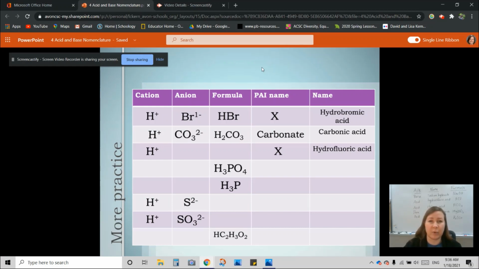Fluoric comes from fluorine. Fluorine on the periodic table is a halogen. It's a -1 charge. And then we've got a plus and a minus. Put them together and you get HF.